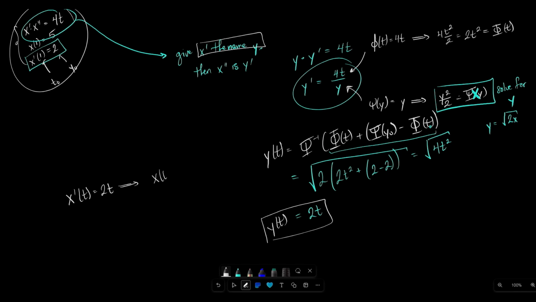We get that x is t squared over 2 times 2, so we get t squared, plus some constant, because an antiderivative is only unique up to a constant, and we can find that constant by evaluating at our other initial condition, which is x at 1 has to be equal to 5. At 1, this is 1 squared plus c, so c has to be 4. We recover x is going to be t squared plus 4.